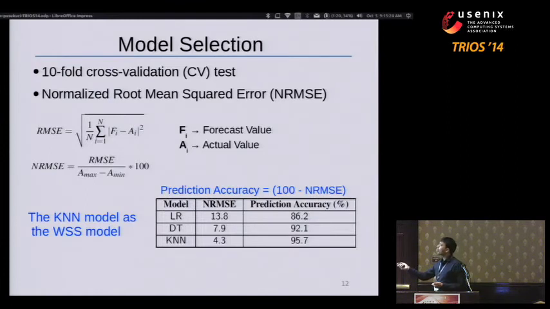As you can see in the table, although all 3 models are performing well, at more than 85%, KNN is the best one, which exhibits around 96% prediction accuracy for WSS. Therefore, we use KNN as a WSS model.